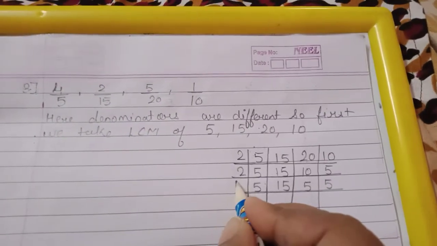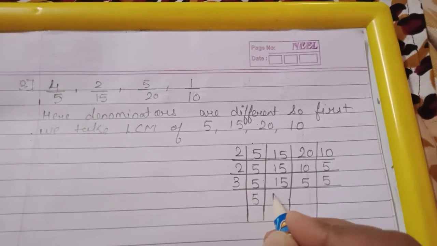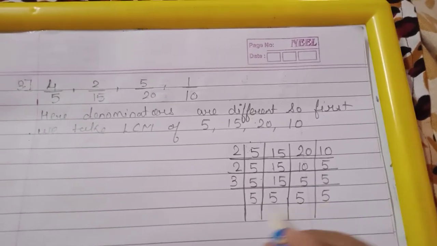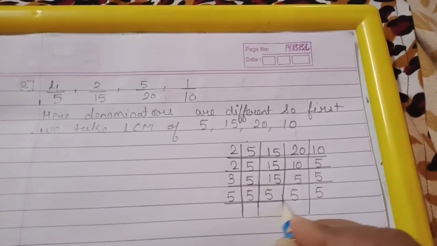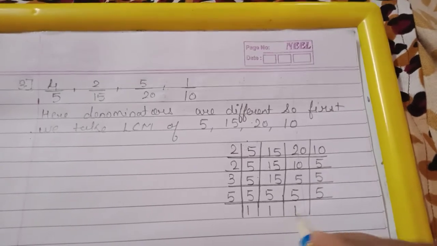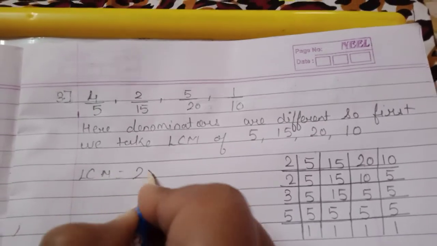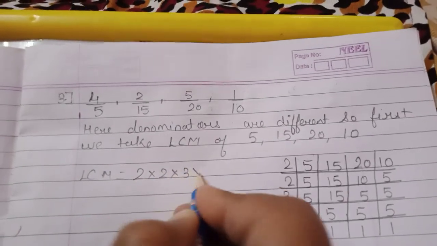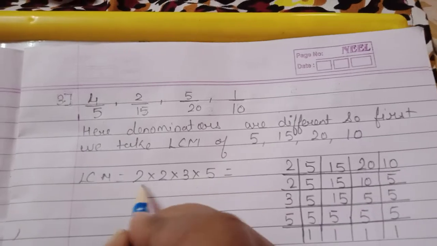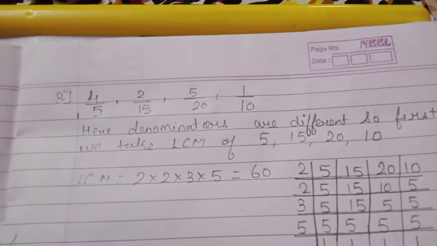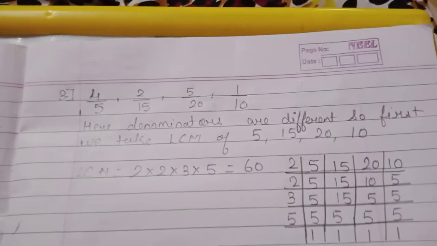Now we will move to the 3 table. 3 fives are 15. Then all the 5s are there. So we will take the 5 table. 5 ones are 5. So LCM is equal to 2 multiply by 2 multiply by 3 multiply by 5. So 2 2s are 4, 4 3s are 12, 12 5s are 60. So here we want the denominator 60.